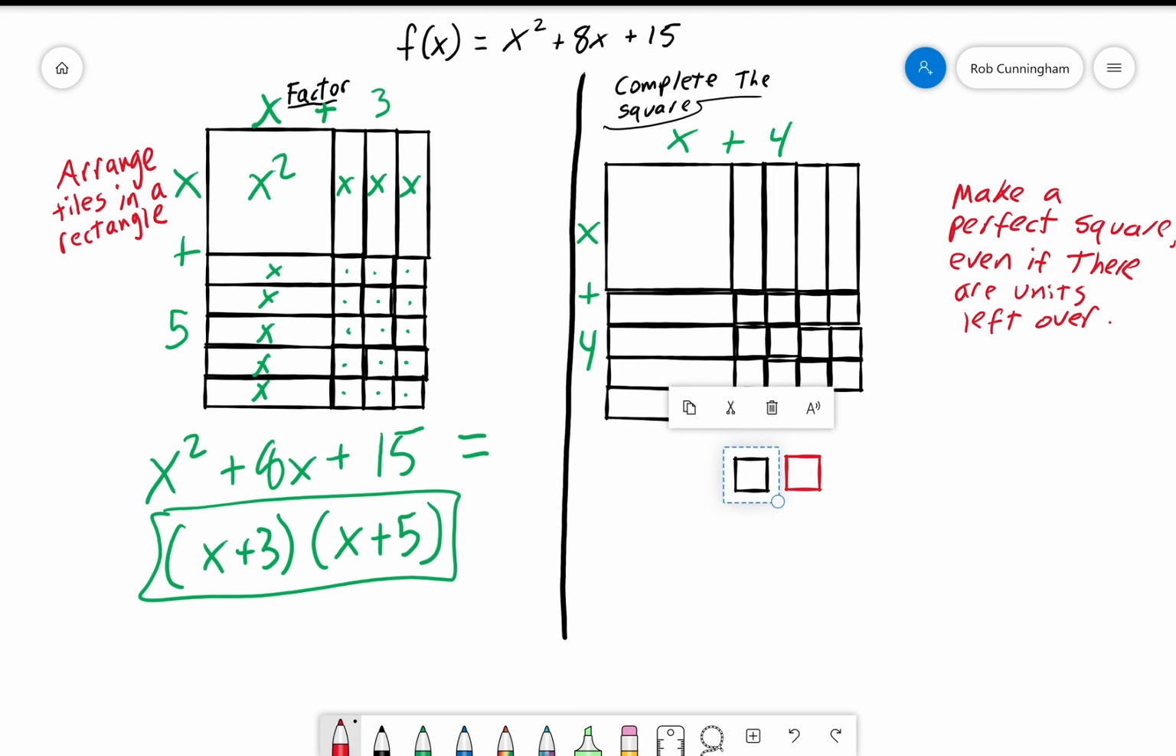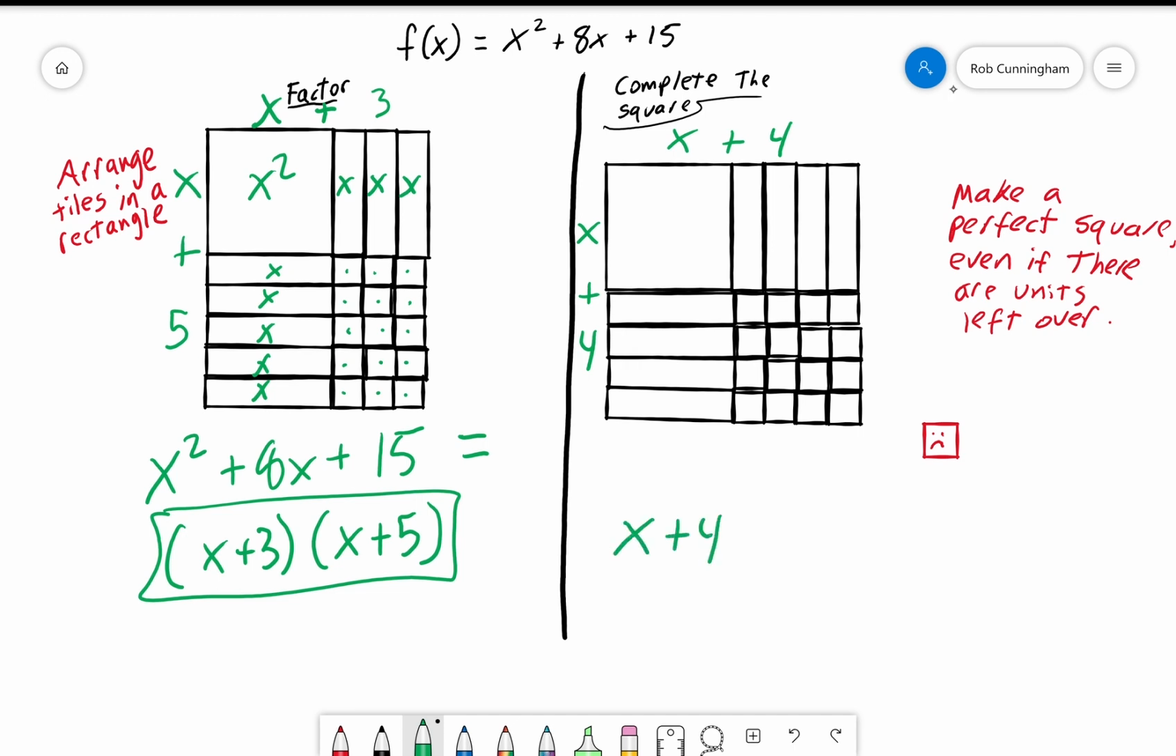So now I have just enough blocks to fill in my square, and this -1 is just going to kind of hang out here, very sad and lonely. So another expression of our equation is x plus 4 times x plus 4 minus 1. So there's one example of how to use algebra tiles both for factoring and for completing the square.